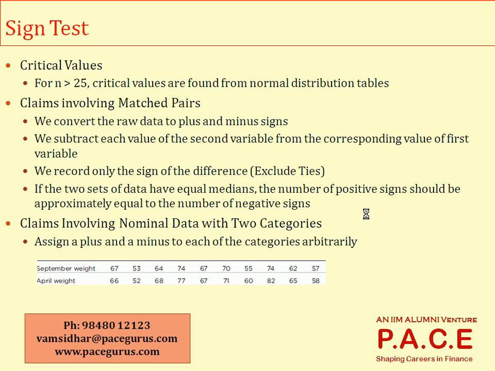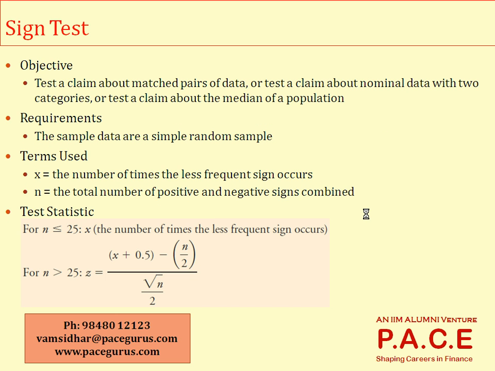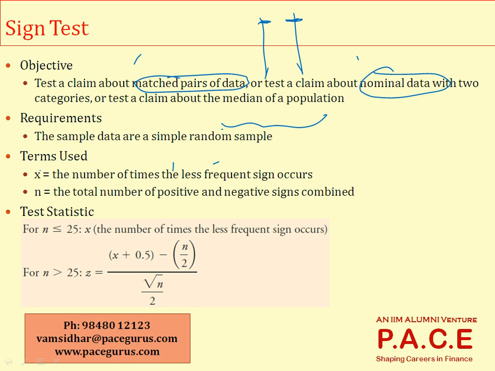Now, why are we using this sign test? The main objective of using a sign test is with a matched pair of data. So I am having 2 sets of data. For this value, this is the corresponding matching value. I want to test about the median of a population, or I want to test about a nominal data with just 2 categories. So some kind of claims about pairs of data is what we are doing as a part of the sign test.